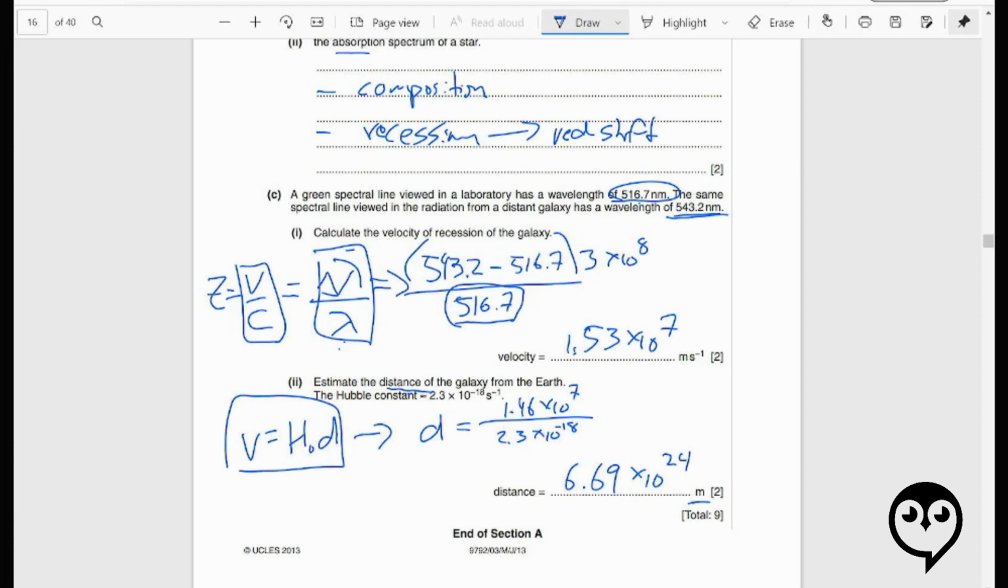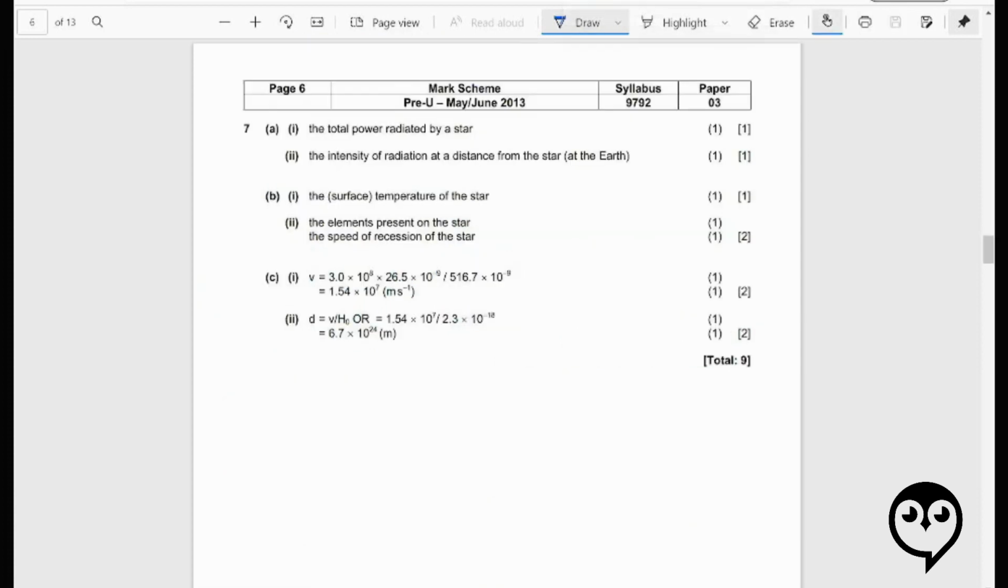That's in meters, of course. By the way, this distance here is something like 700 million light years away. Let's check the answers, see how we've done. Okay, so yeah, we've got the calculations done. That's correct. Luminosity is power radiated by a star. Luminous flux is intensity of radiation.